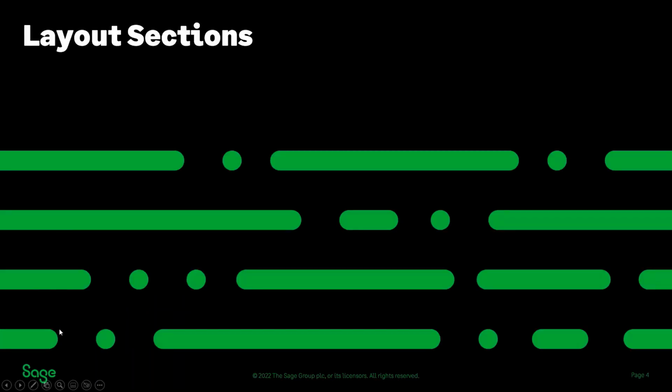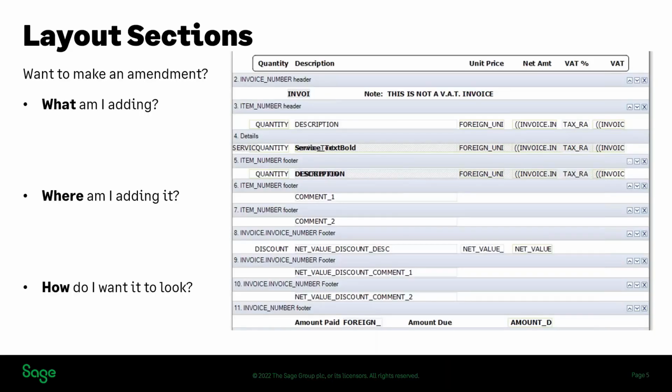So let's start by looking at the different types of section on an invoice layout. So before adding any objects to your invoice layout, you need to consider the following. So what do you want to add? Is it a text box? Is it a data field? Or is it both? Where you want it to appear. So which section or sections do I need to impact? And more importantly, do I have space on the layout to add it? And then how do you want it to look? Does it look like the rest of the objects on screen?